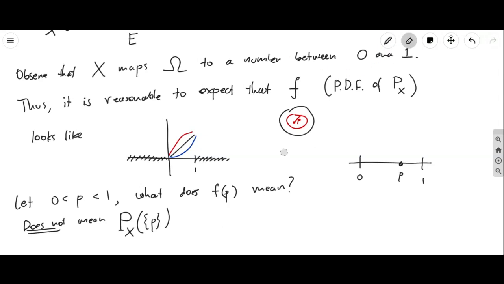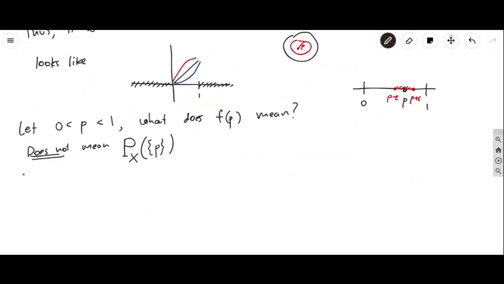Okay, so it does not mean the probability of that. Rather, it means something else. What it means is we're going to take this interval and we're going to thicken it up a little bit. So let's go to p plus epsilon and p minus epsilon. So we make our interval thick. This is an infinitesimally small interval.